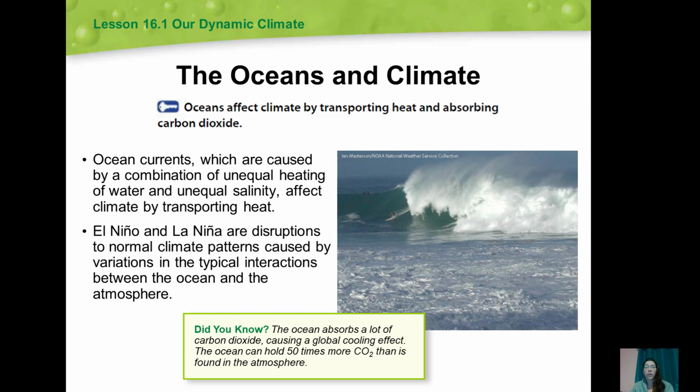A quick fact before we move on is, did you know the ocean absorbs a lot of carbon dioxide? Causing a global cooling effect, the ocean can hold 50 times more CO2 than is actually found in the atmosphere.